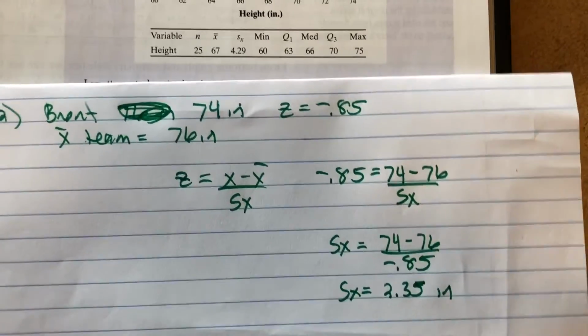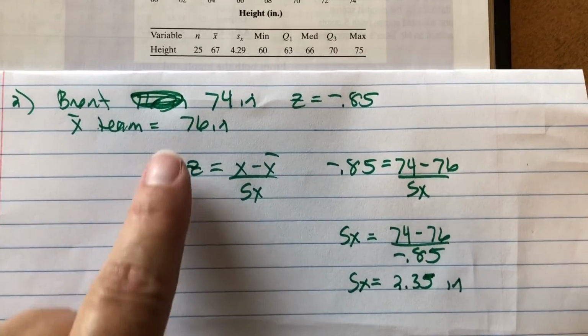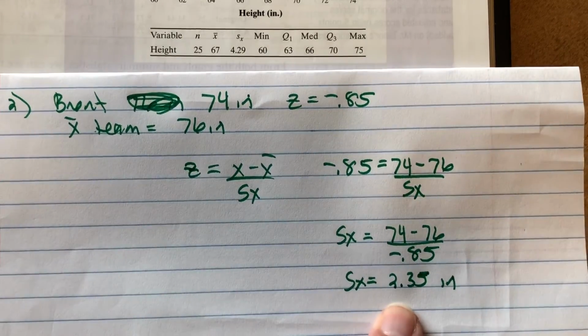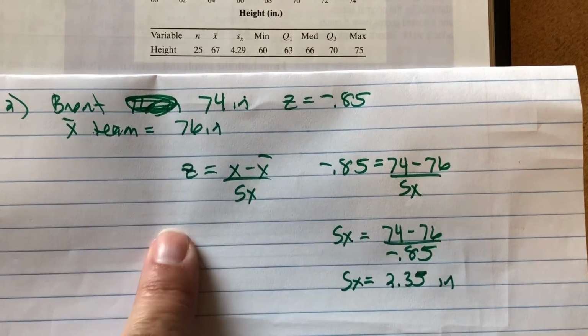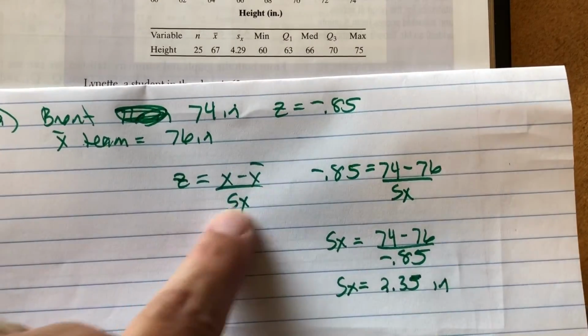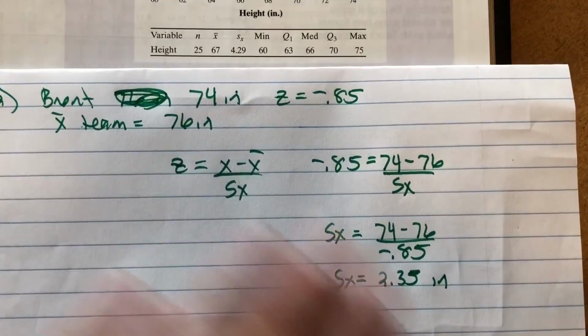So I can say the typical height on the basketball team is 76 inches and it varies by about 2.35 inches. So from the z-score formula, as long as you have 3 items, you can always solve for the 4th, no matter which one it is.